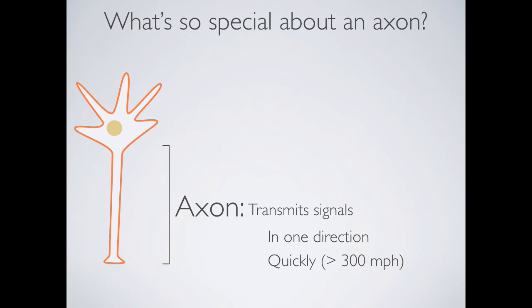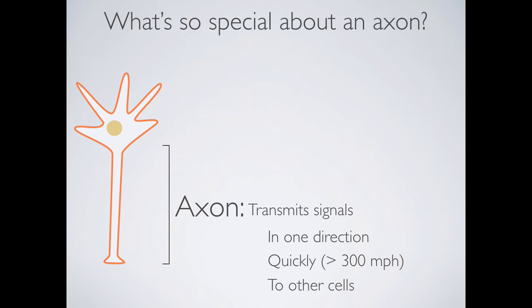And they do it quickly, greater than 300 miles per hour, if you want it in those units. And they also have this capacity of transmitting information to neighboring cells.